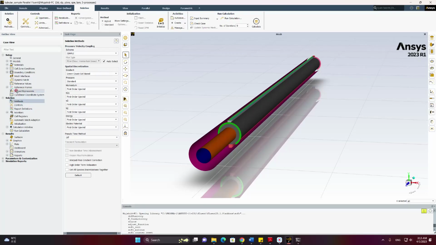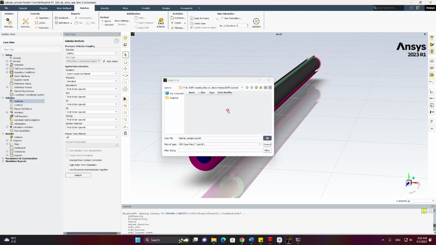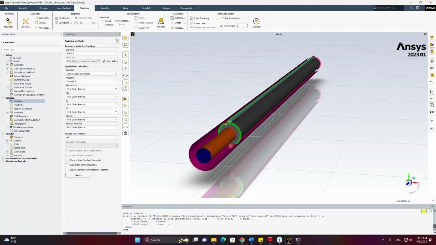Now is a good time to save it, because from here we will start the next session also. So file, write case, into our Gblue sample. Let's give it step 1. Okay, now we have saved the file, and we can move on. Now we can actually import the report definitions and the named expressions.